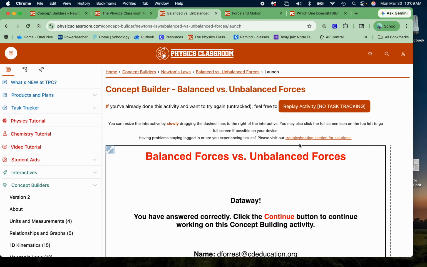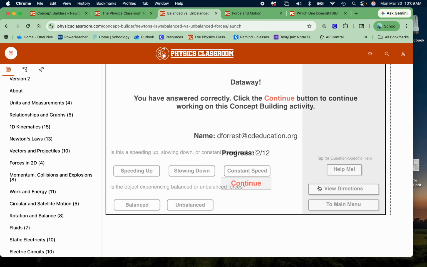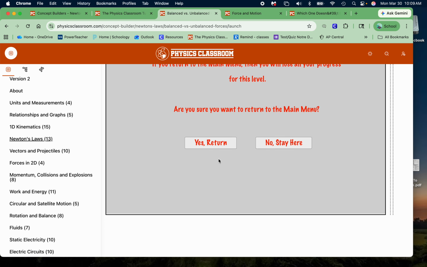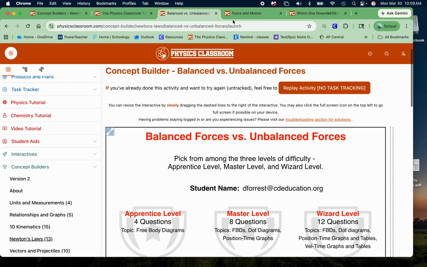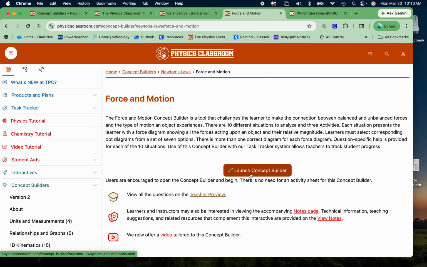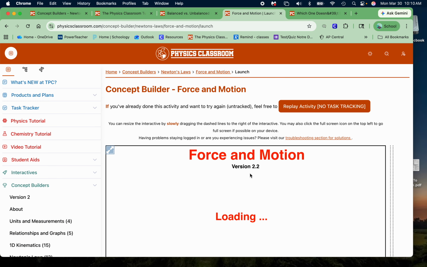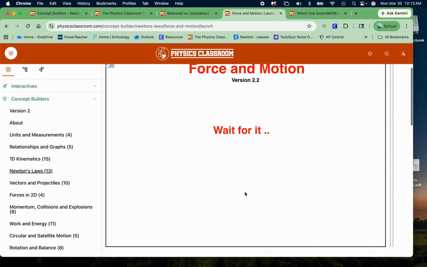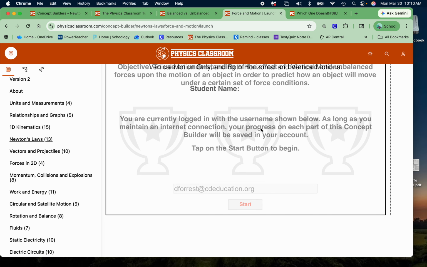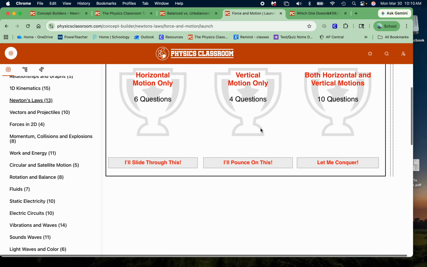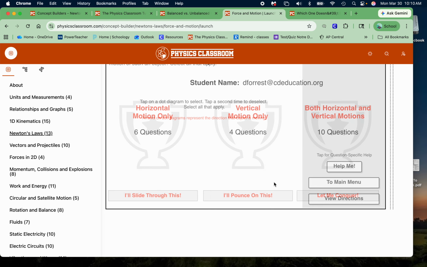Remember, all you need to do are the master level and the wizard level. The next one is force and motion. For force and motion, I'm going to ask you to do all 3 levels. There's vertical motion only, horizontal motion only, and horizontal and vertical motions. I'll do at least one from each of these.